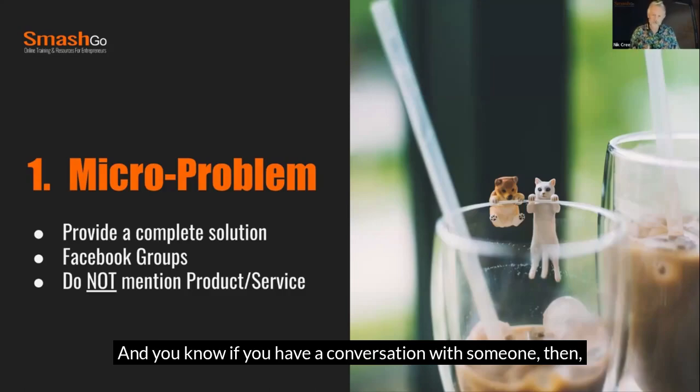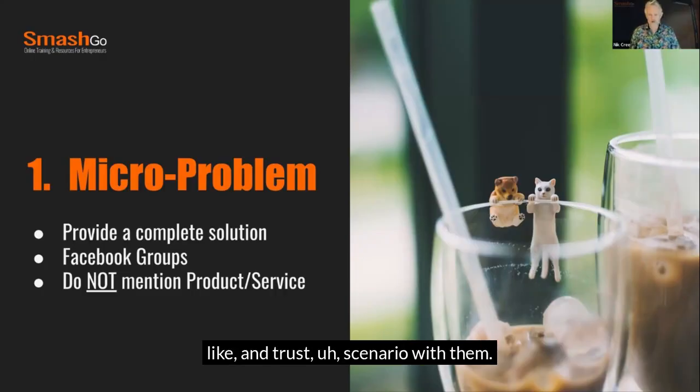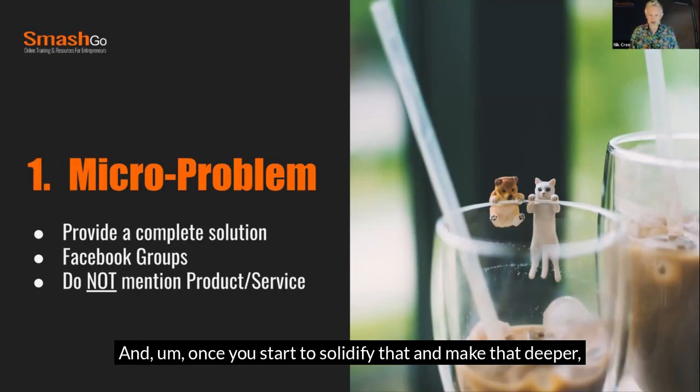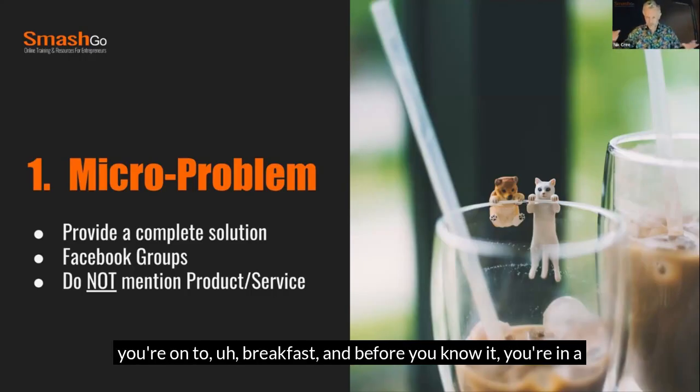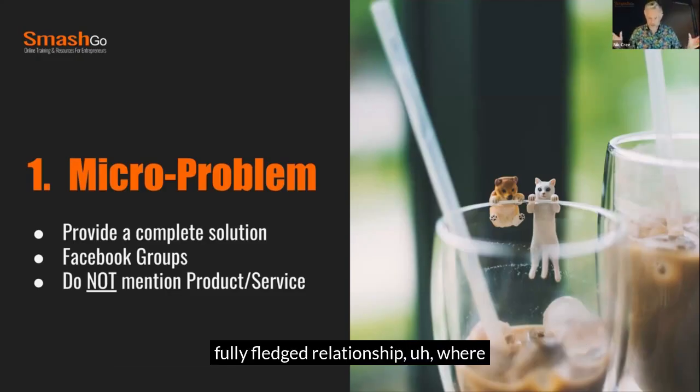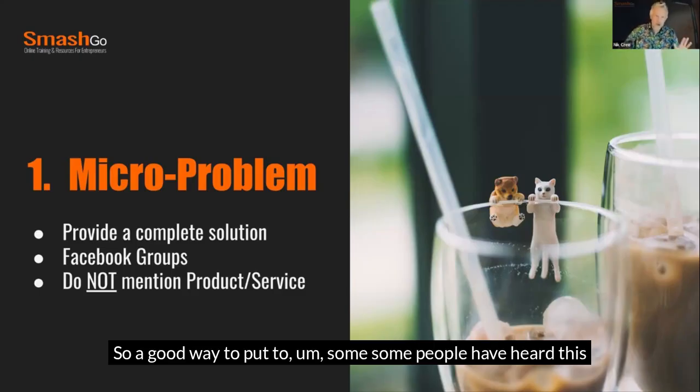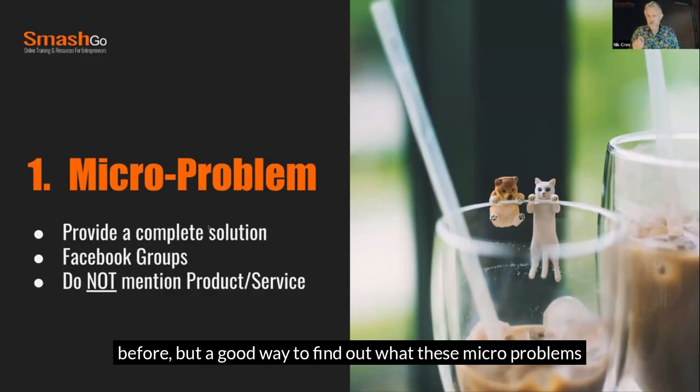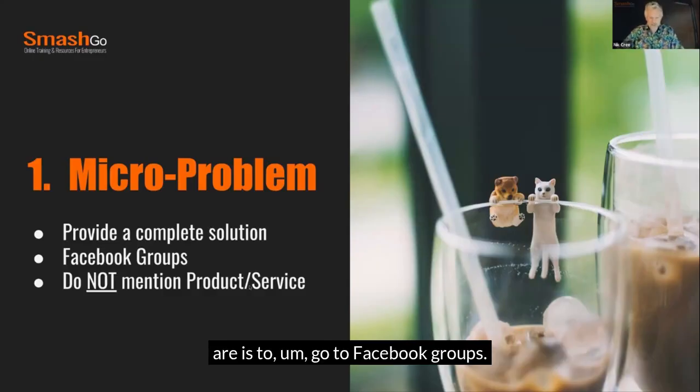And if you have a conversation with someone, then you develop that whole know, like, and trust scenario with them. And once you start to solidify that and make that deeper, not only are you on your first coffee date, you're onto dinner, you're onto breakfast, and before you know it, you're in a fully fledged relationship where they're spending money with you. So a good way, some people have heard this before, but a good way to find out what these micro problems are is to go to Facebook groups.